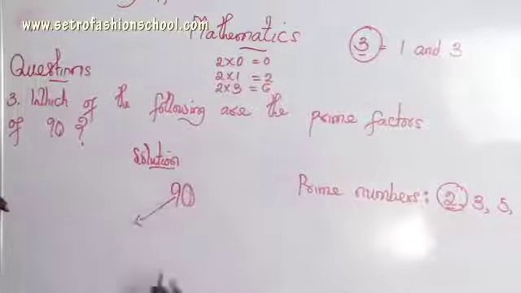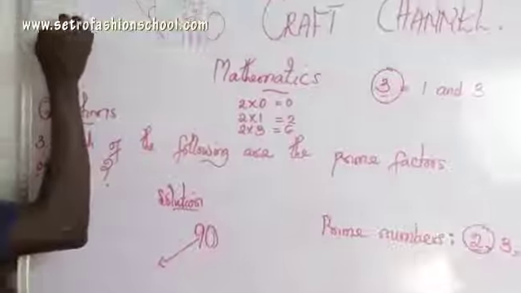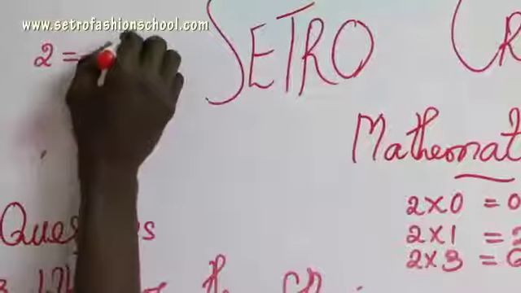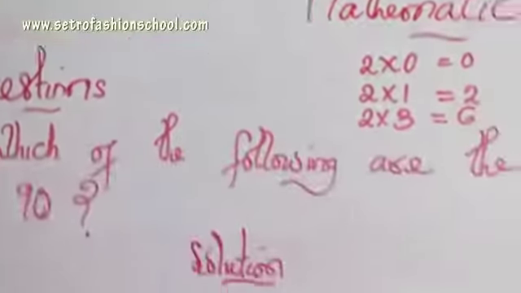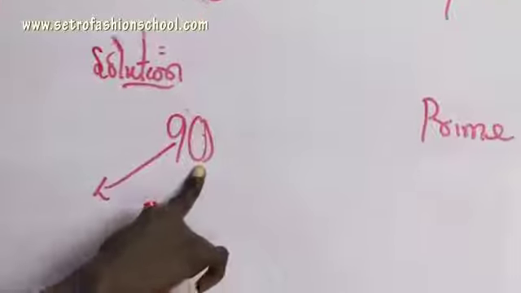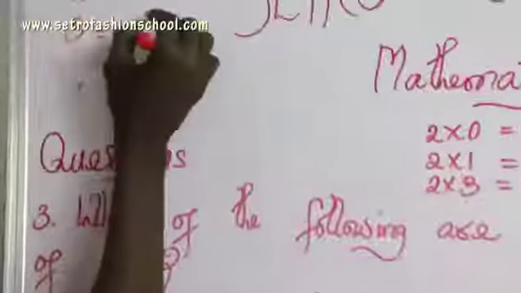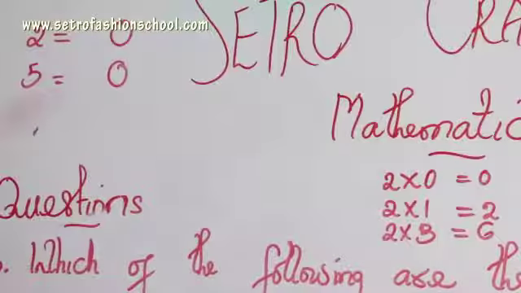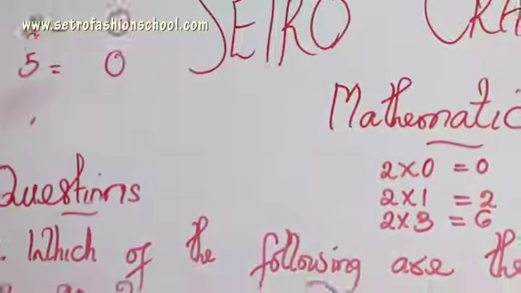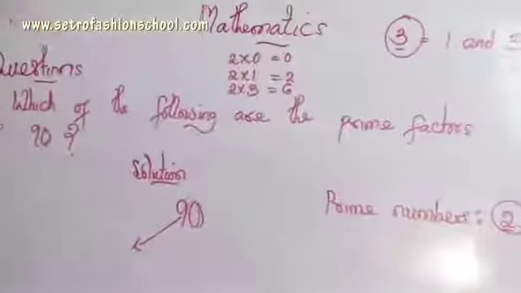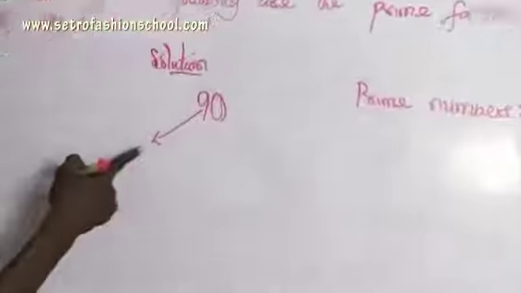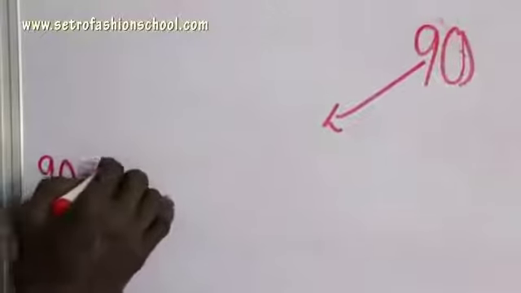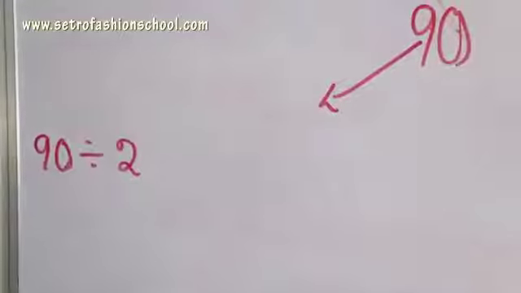Another technique you should note is that 2 can go in any number that has unit 0, which means 0 is at the unit, like you are having 0 here. Likewise, 5 can go in any number that has unit 0. So you should take note of that. But we are starting with 2 because 2 is the smallest prime number. Let's check our working. Before I write 2 here, let's check it out, which means I'm going to say 90 divided by 2. You can do that also in your jotter.